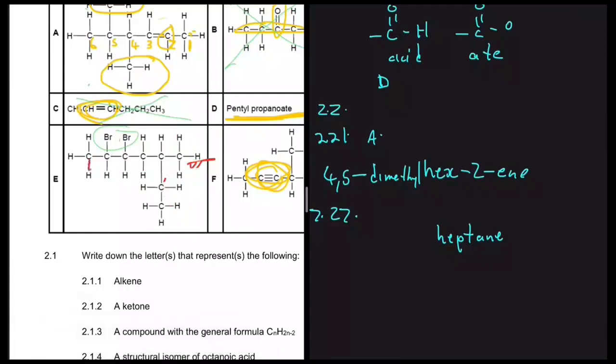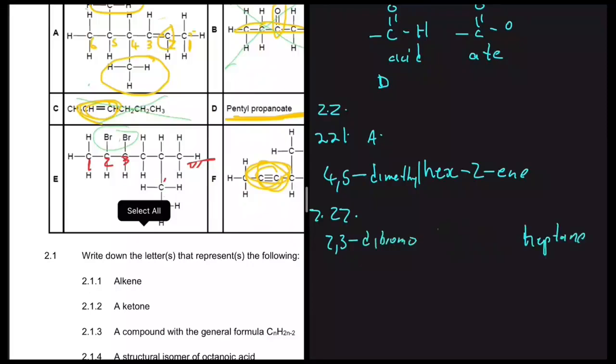So we have carbon 1, 2, 3. So on carbon 2 and 3, we have 2 halogens, right? So we're going to have 2,3 dash dibromo, right? Because we have 2.